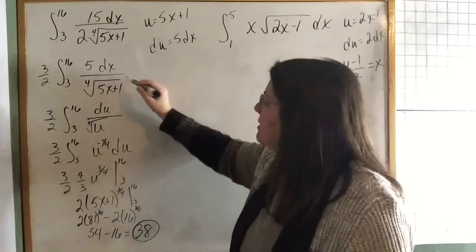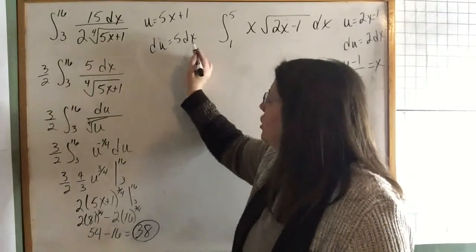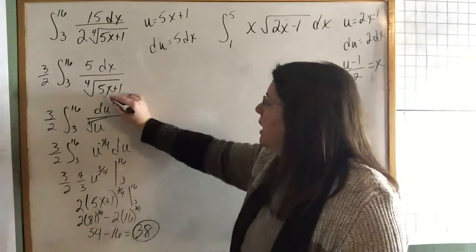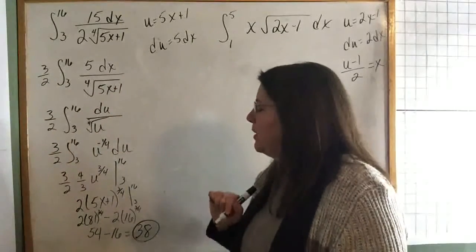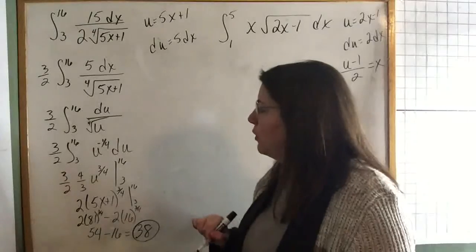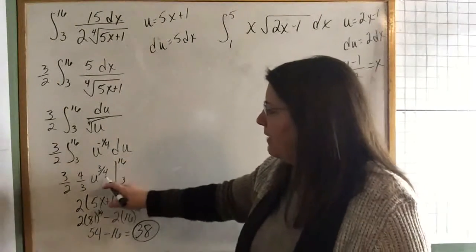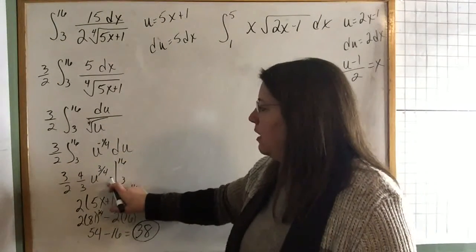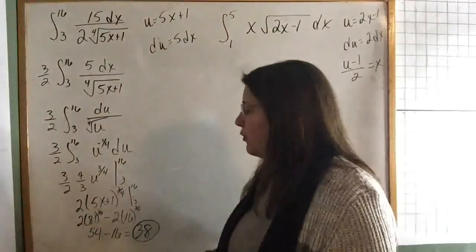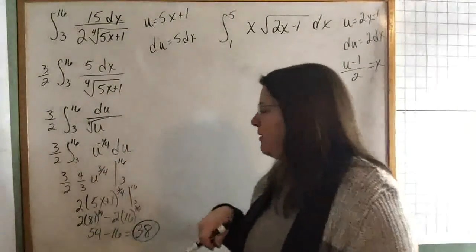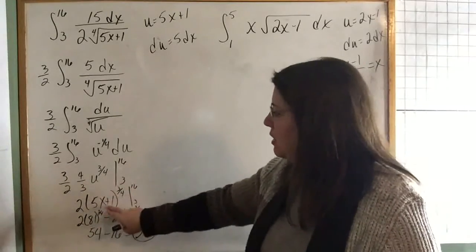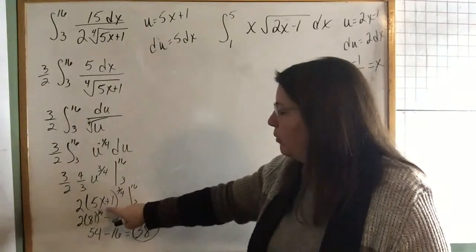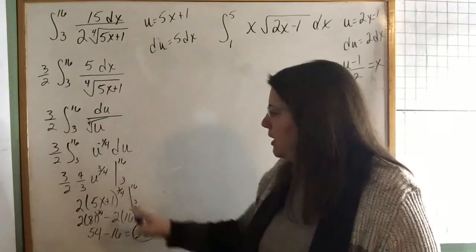So let's see, 5 dx is the du, so the du was on top. This is u, the fourth root of u on the bottom. So that is u to the negative 1/4. When I integrate that, I have u to the 3/4 over 3/4, which is times 4/3, and we've got the times 3 halves. We're going from 16 to 3, and I need to re-substitute. So u is the 5x plus 1 to the 3/4.